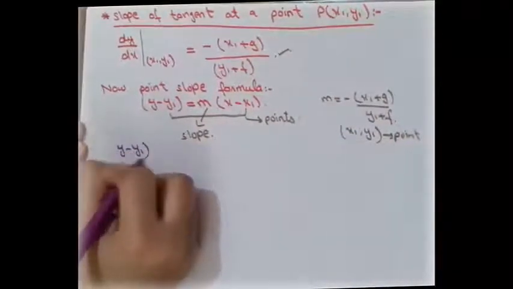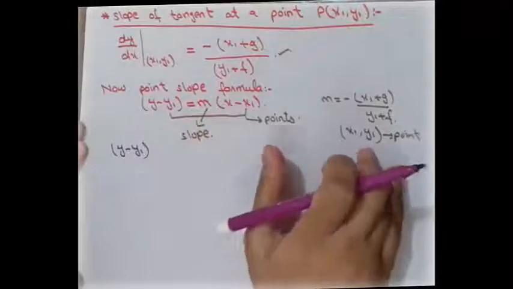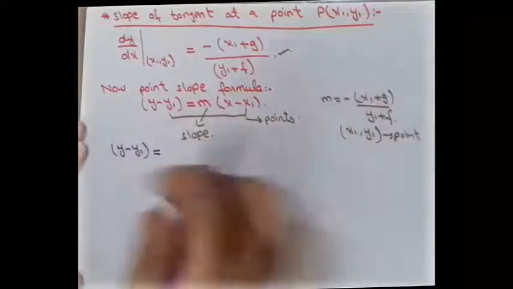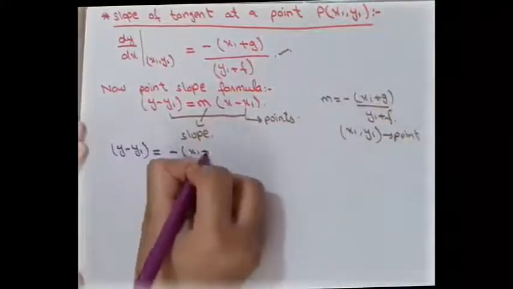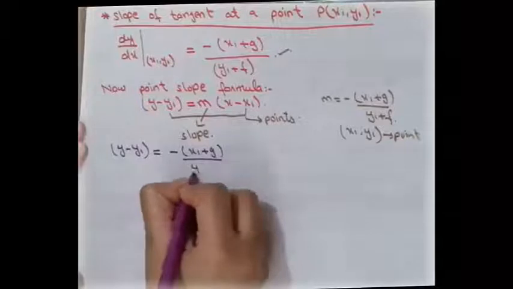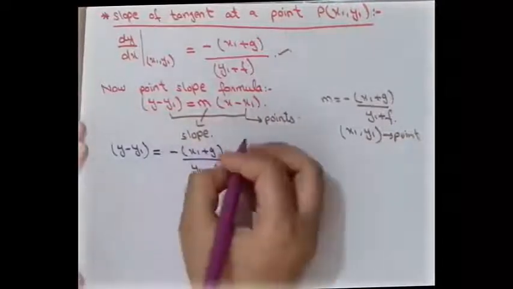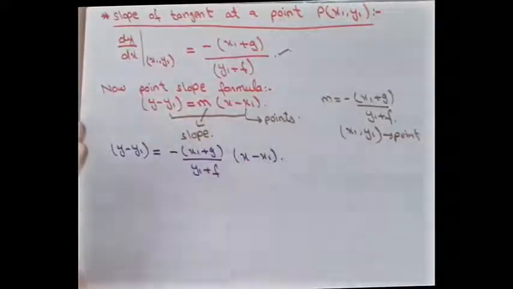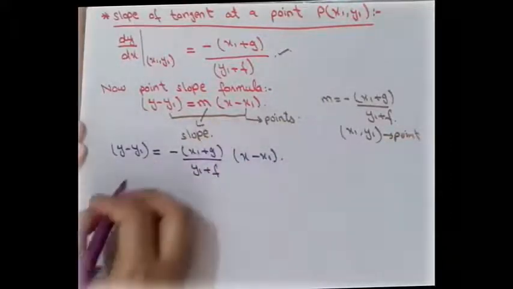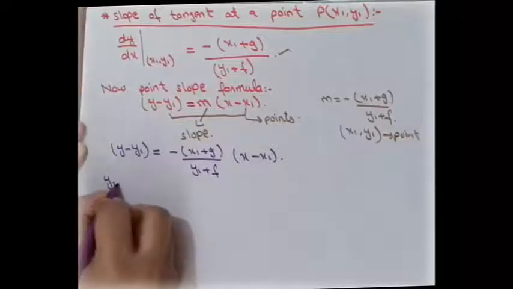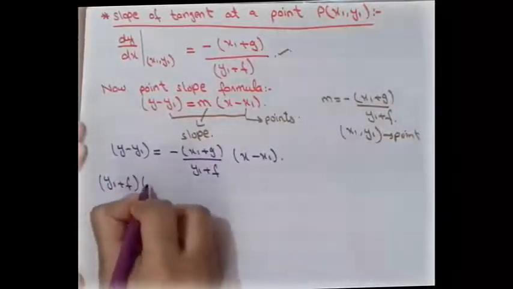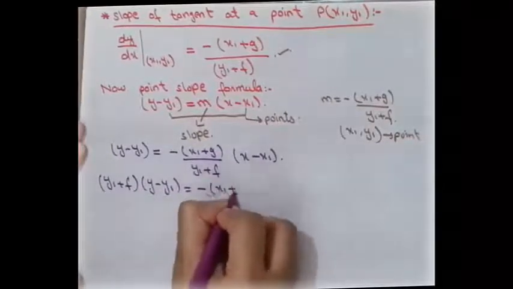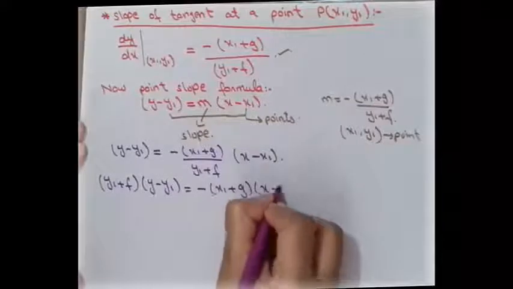So now put these values in this formula. y minus y1, because the point has y1, so we replace it with y1, and the slope is minus x1 plus g divided by y1 plus f. We just put the values and x minus x1. Now we have to solve it by multiplying this factor on both sides. So we are left with y1 plus f, and our factor is y minus y1, and here minus x1 plus g multiplied with x minus x1.